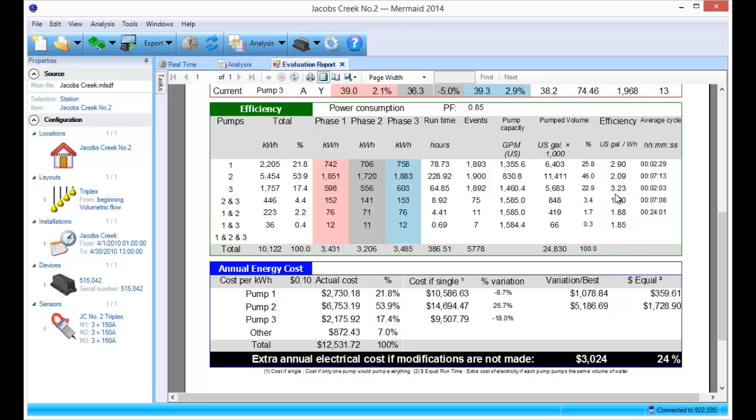When we look at this pump here and ask, if we only used pump number 3 to pump all the water, how much electricity would we have saved? We would have saved $3,400 of electricity in one year, and that is just electricity alone. If you want to send this report to your boss or someone else and say, look, that's how much we would be saving just in electricity alone, not talking about maintenance or anything like this, you can save the report as Excel, PDF, or Word.